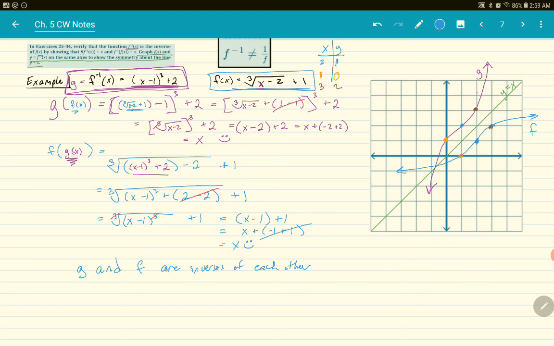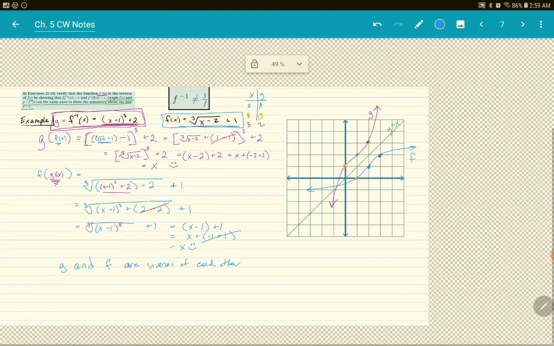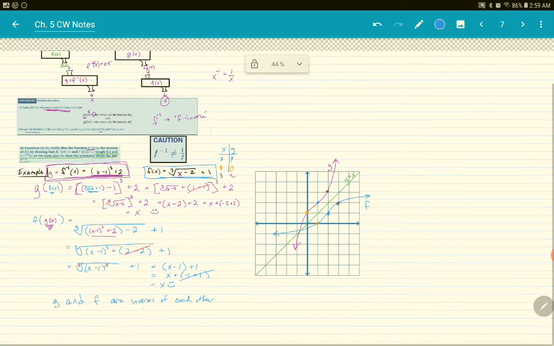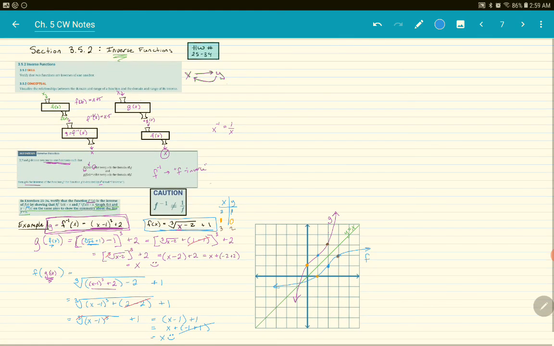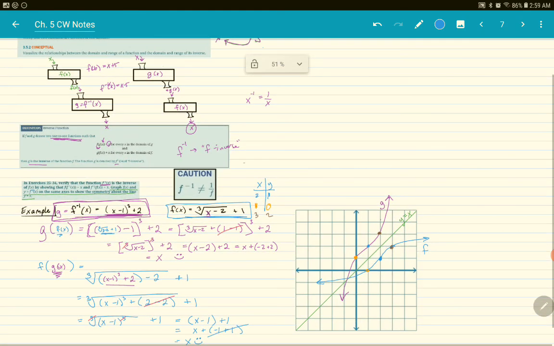And that is how we do 25 through 34. And that is our little intro to inverse functions.